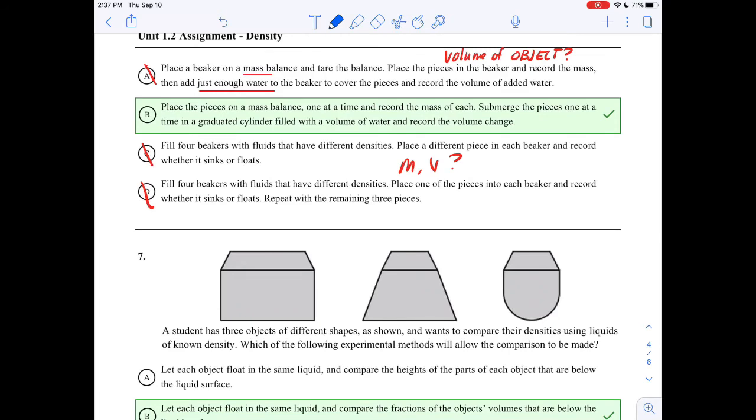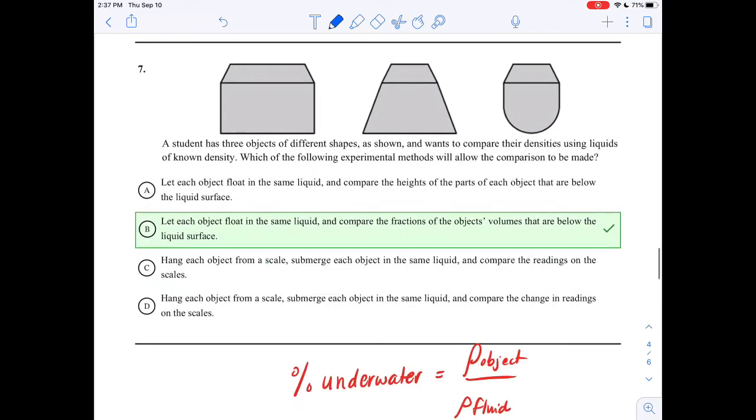B, place the masses on a balance, record the mass, submerge the pieces in a graduated cylinder, and get the volume. So again, mass and volume is what we need. C and D do not give us mass and volume, so C and D are not correct.